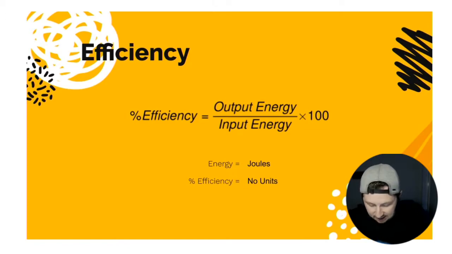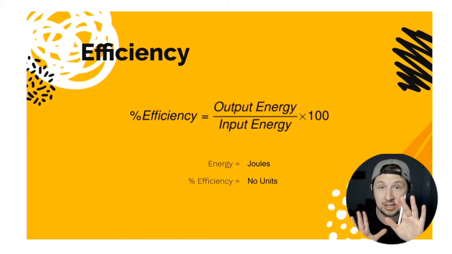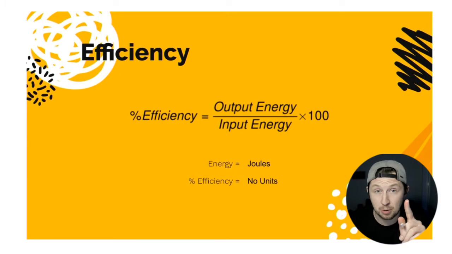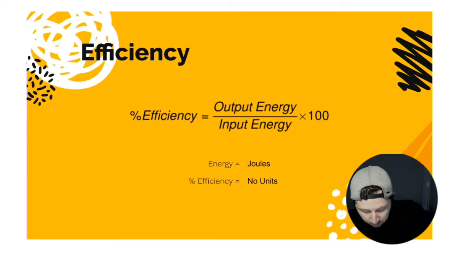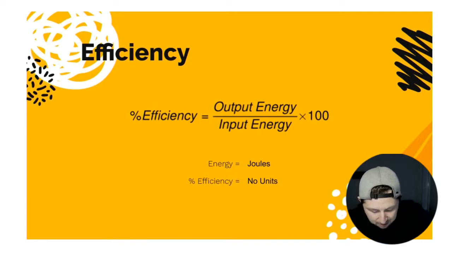Now, let's talk about how to calculate efficiency. What we've got is a really simple formula. It looks like this. It says that the percent of efficiency of something is equal to the output energy in joules. Now, it doesn't have to be joules. You just got to make sure that the output energy and the input energy are expressed the same. You'll see what I mean in just a second. The output energy divided by the input energy, now we are talking about energy, times 100.